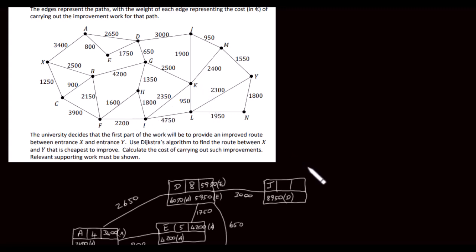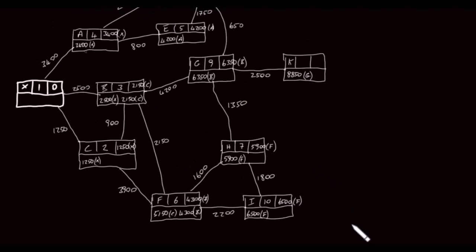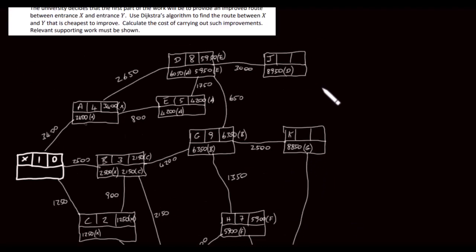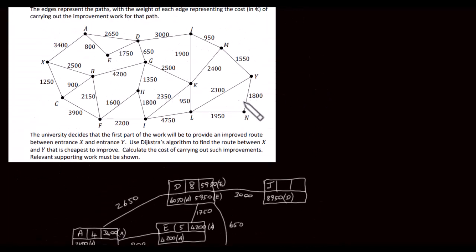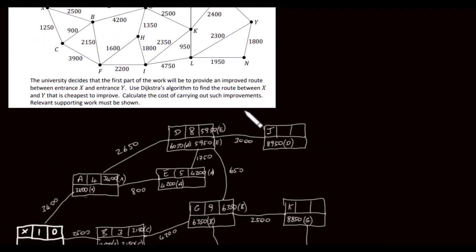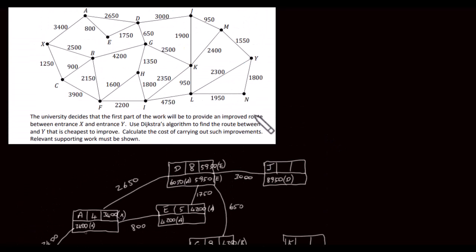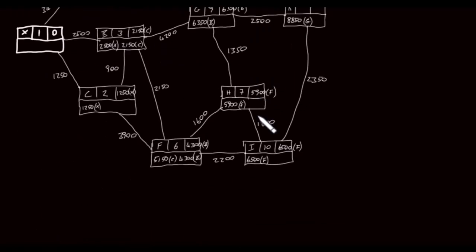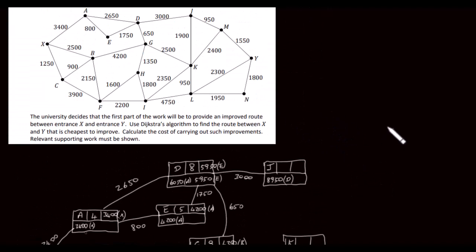So we have it connected to K, 2350. So I is connected to K. So we need to connect I up here to K. The weight is 2350. And it's also connected to L. So L is a new one, so we need to draw that. So this is L, and the weight is 4750.